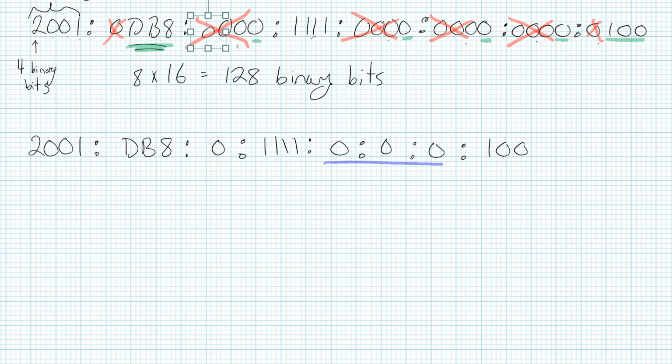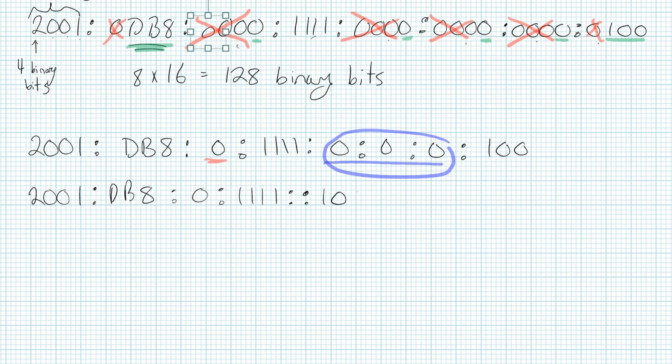What you'll notice is that we can't get rid of this one, and I'll show you why. So we get 2001 colon DB8 colon 0 colon 1111 colon, and we're just going to collapse out this whole section, because we know that whenever we have a collapsed section, it's filled with zeros. Then 100. So that whole collapsed section was just left here, and the colons on either side remain.